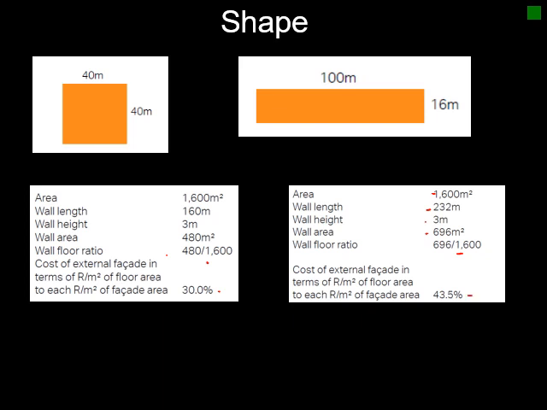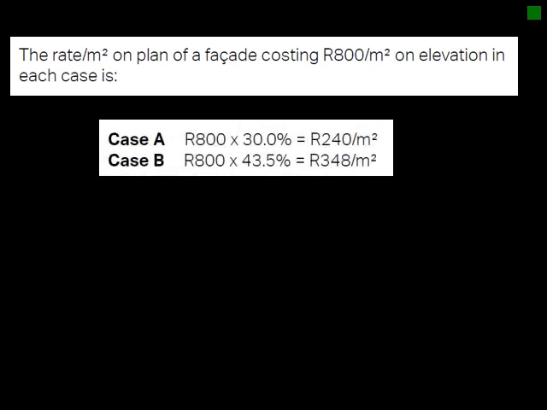But let's look at it in a practical way. If you look at it in practical terms, the rate per square meter on plan of a facade costing 800 Rand on elevation, if you calculate that, will work out as follows. So you've got 800 Rand per square meter times 50% for your cost ratio. So it works out 240 Rand per square meter for just your external envelope or your walls per square meter.